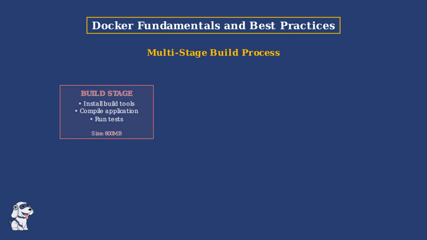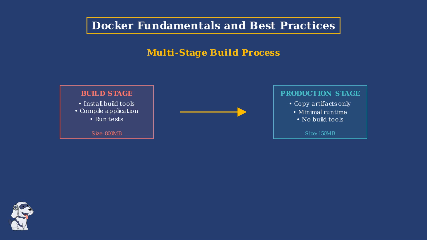Multi-stage builds utilize multiple FROM statements in a single Dockerfile to create separate build and production environments. The build stage includes all necessary development tools, compilers, and dependencies required to build the application, resulting in a larger image size. The production stage copies only the compiled artifacts from the build stage, creating a minimal runtime environment that significantly reduces the final image size.